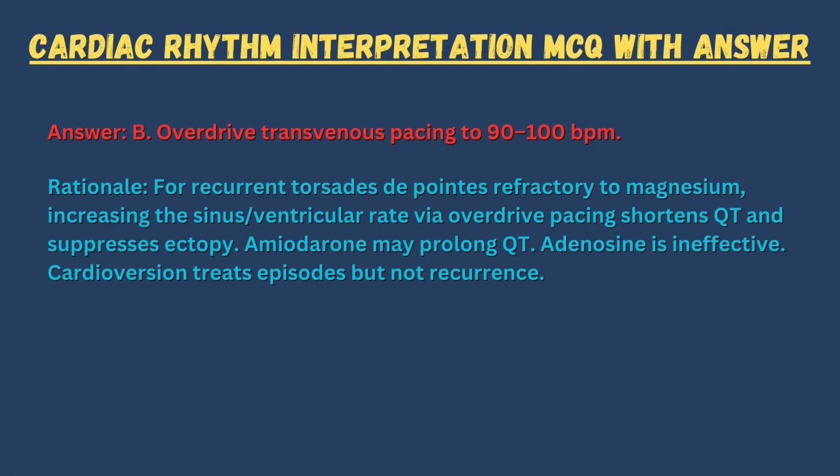Answer: B. Overdrive transvenous pacing to 90 to 100 BPM. Rationale: for recurrent torsades de pointes refractory to magnesium, increasing the sinus or ventricular rate via overdrive pacing shortens QT and suppresses ectopy. Amiodarone may prolong QT. Adenosine is ineffective. Cardioversion treats episodes, but not recurrence.